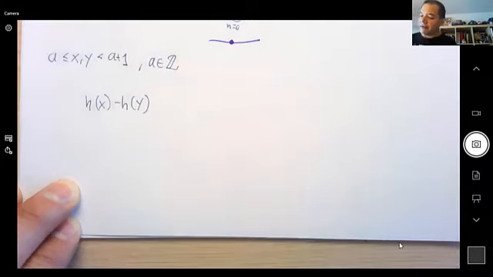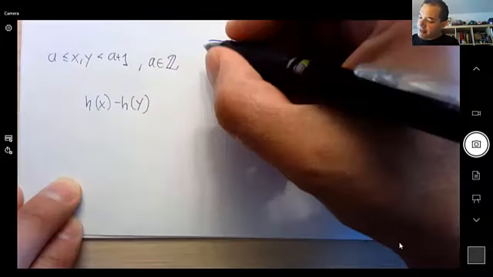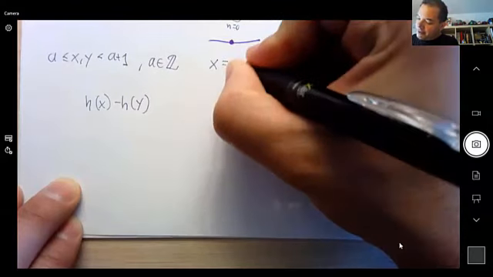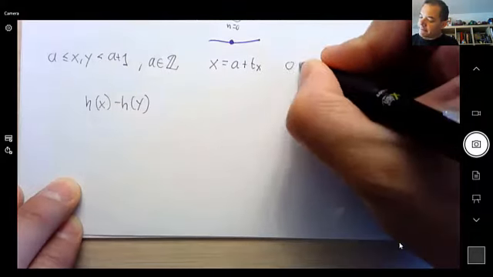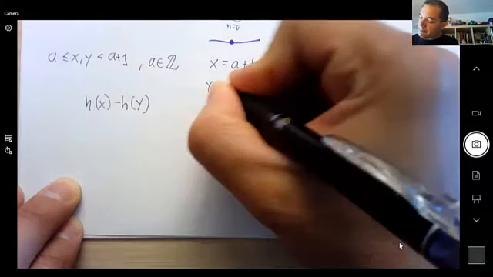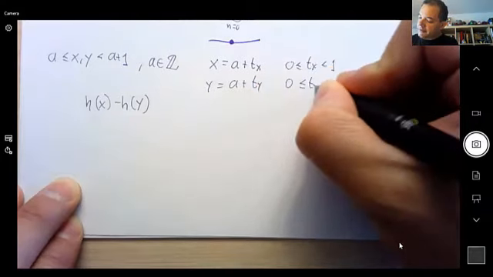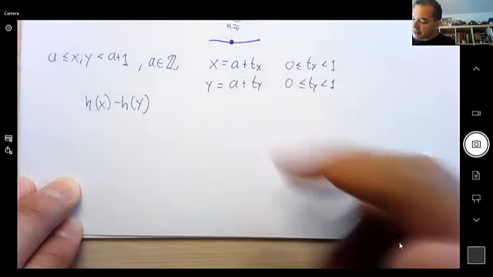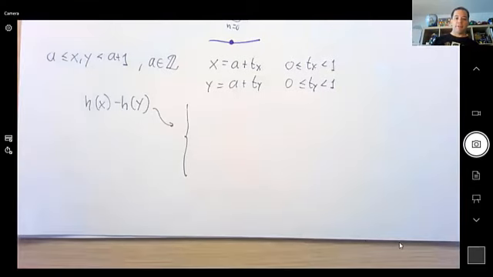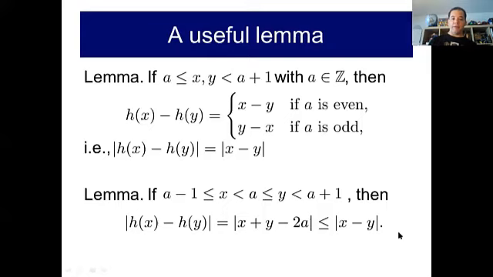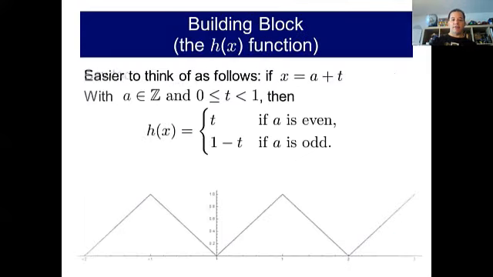Let's remember the better way we thought of defining h. Imagine that x is a plus tx, where tx is the fractional part, between 0 and 1, and y is a plus ty, with ty also between 0 and 1. And then this will be easy. What is h of x minus h of y? Let me bring back the definition of our function. Here it is. If a is even, just do t. And if a is odd, do 1 minus t. All right, as easy as that.